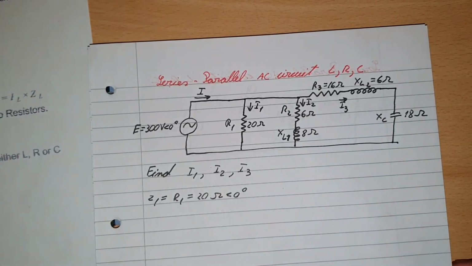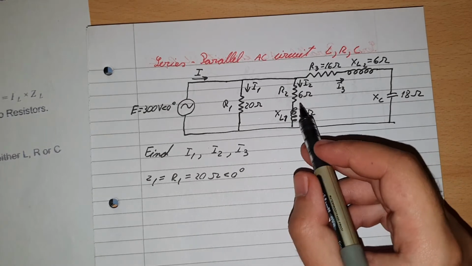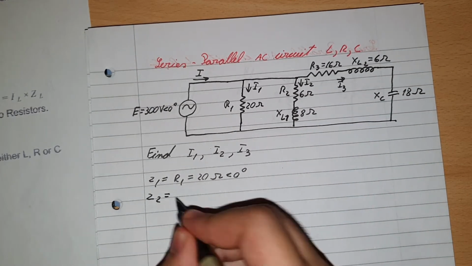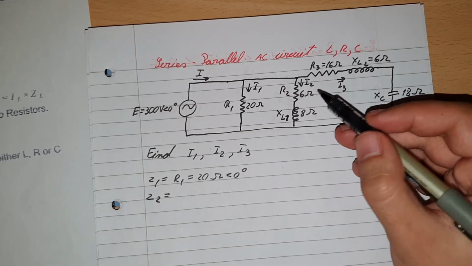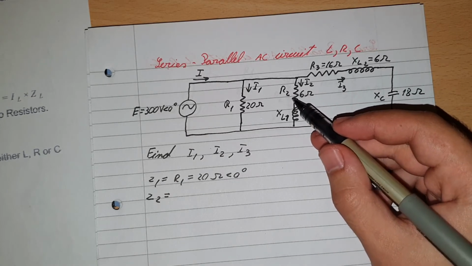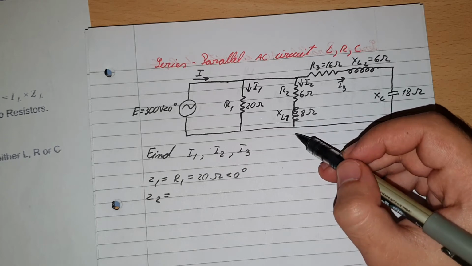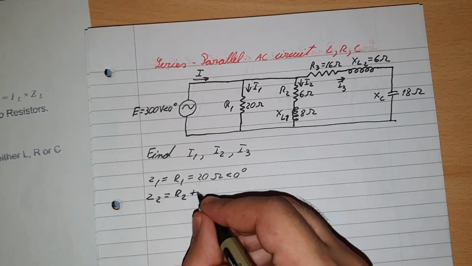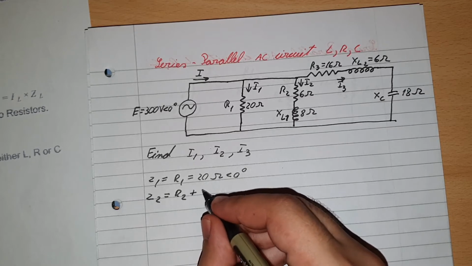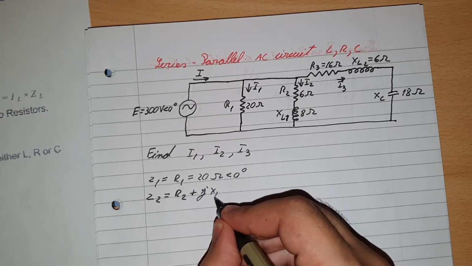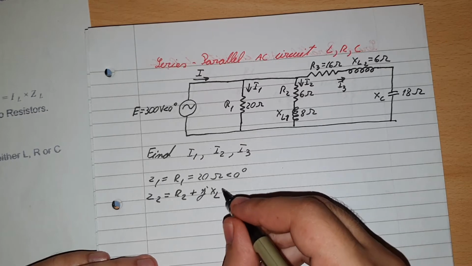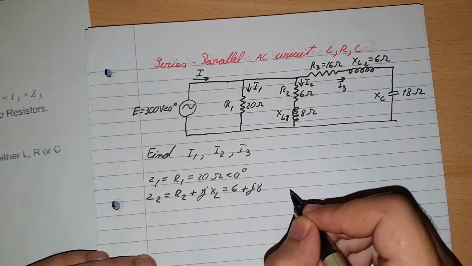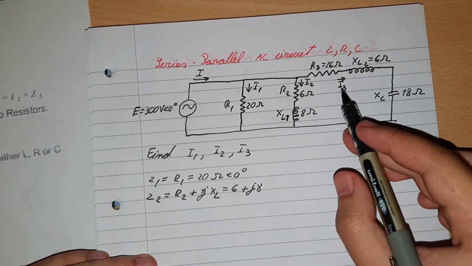Alright, let's go to the next one now, which will be this one, I2. So Z2 is equal with, and through I2, what components does it go through? Well, the resistor, and the inductor, and then it will go to the ground. So then it will be R2 plus jXL. And this one will be equal with 6 plus j8.